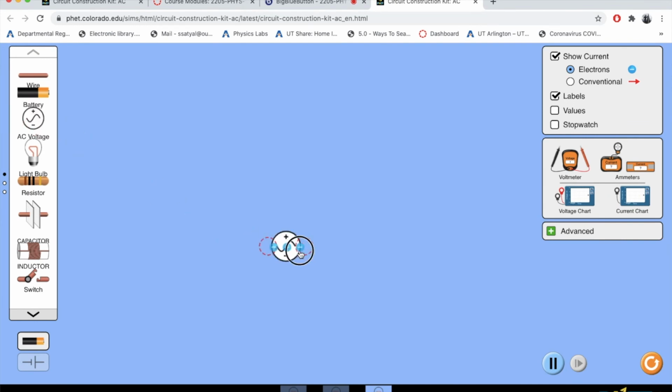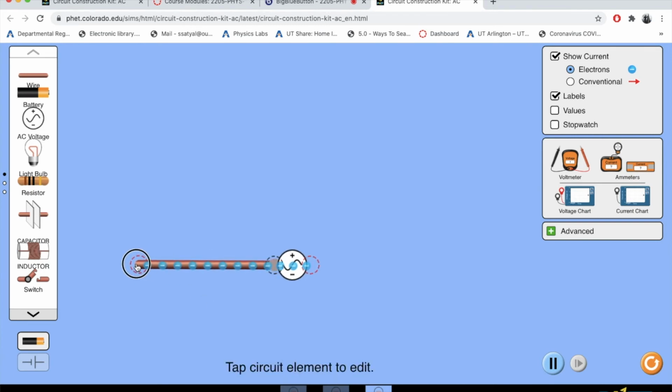Need an AC source first. So get your AC source here, some wires. I can stretch it all the way. Yeah, I don't need a battery here.